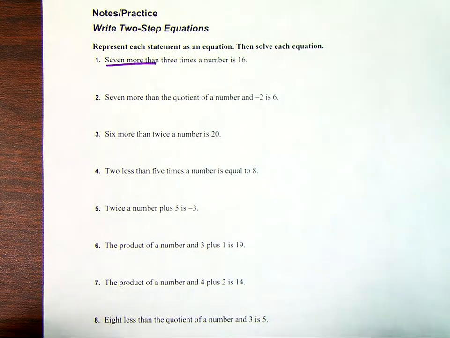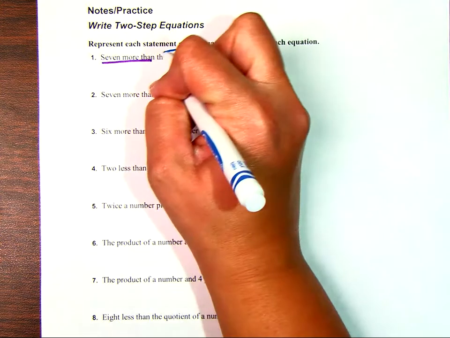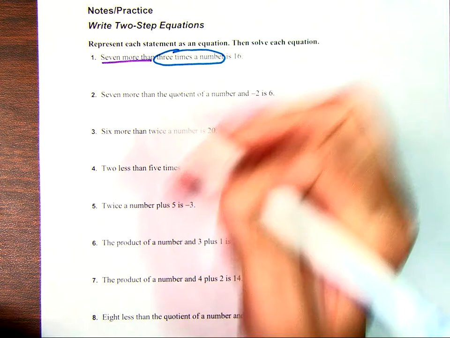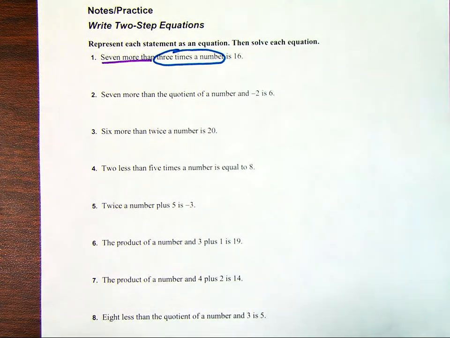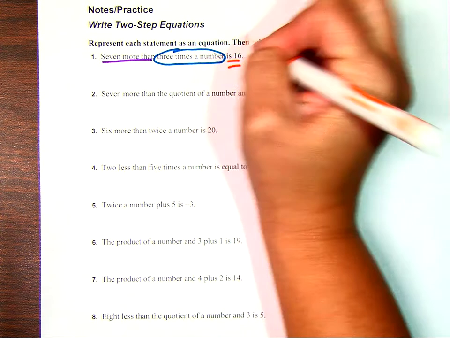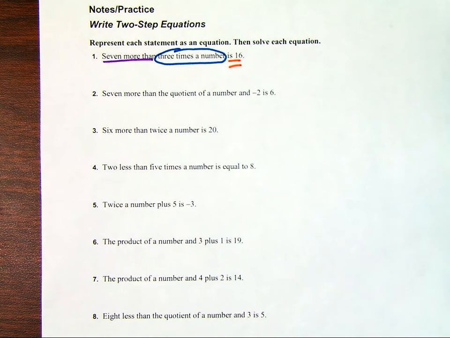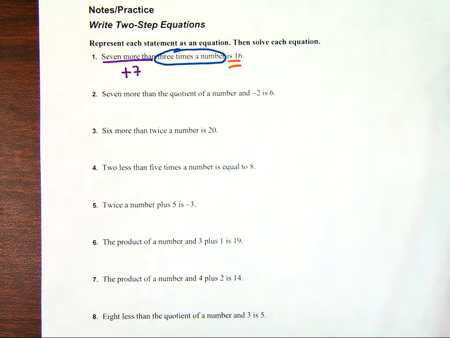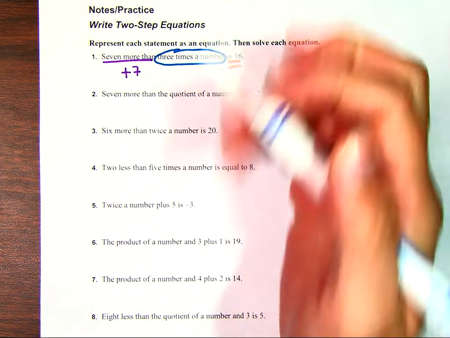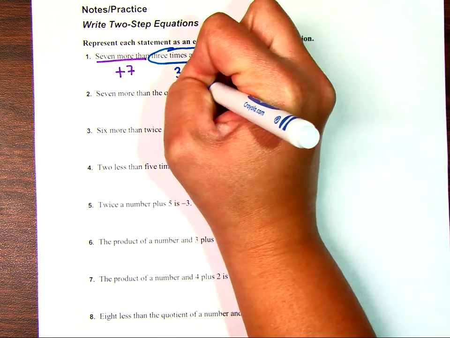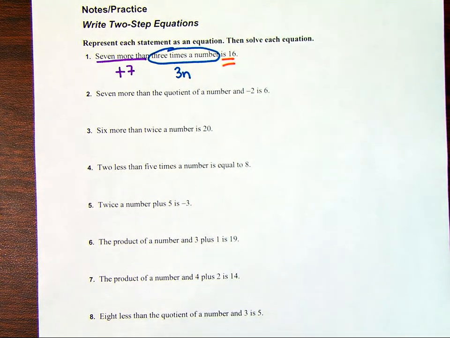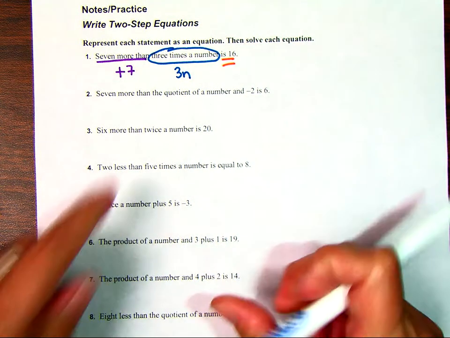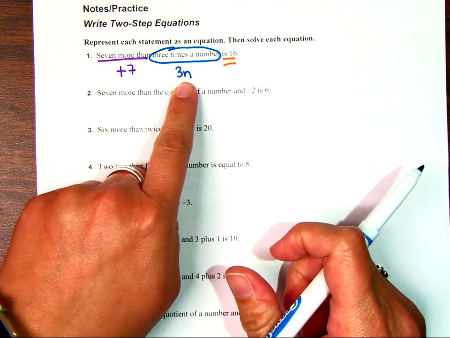Break it down. 3 times a number is something else we're going to look at. And then "is 16." If something is 16, that means you know what it's worth. So right there, we're breaking it down. Now we know 7 more means we're going to add 7. 3 times a number, we can say 3n or 3x or anything like that. So now we know 7 more than 3 times a number is 16.